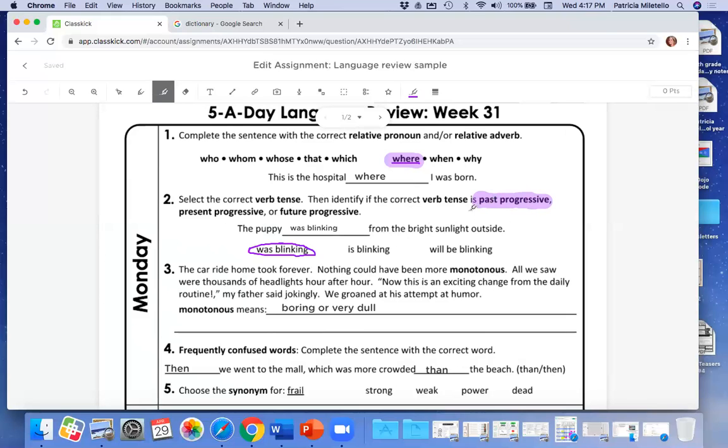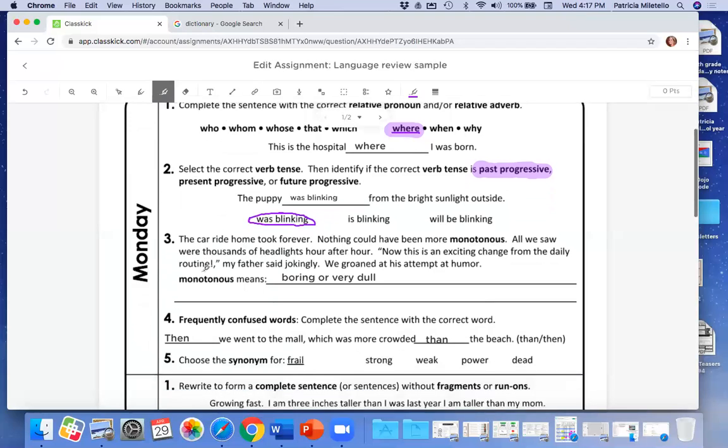It happened before. If I chose is blinking, which is another option for this particular sentence, it could work because it doesn't tell you whether the puppy was outside yesterday or an hour ago, or if it was just happening while you were talking about it. So it could have also been present progressive, which means it's happening right now. Future progressive, will be, means it's going to happen tomorrow or sometime in the future.